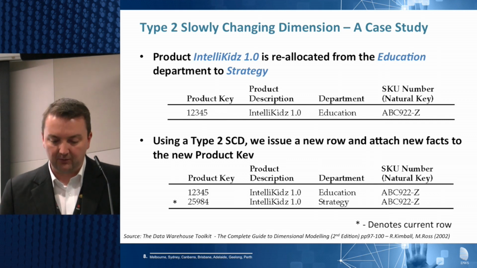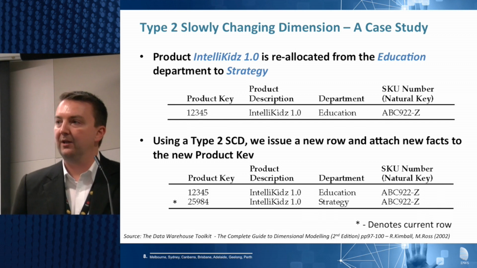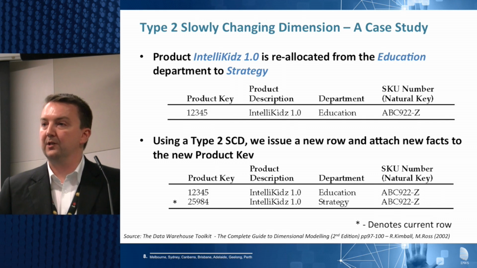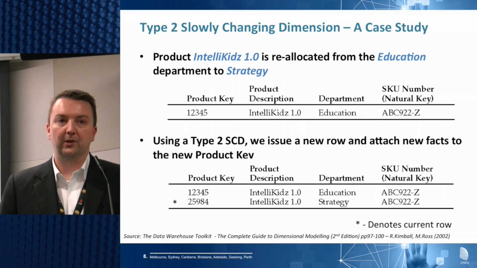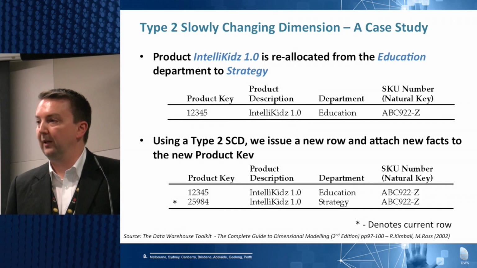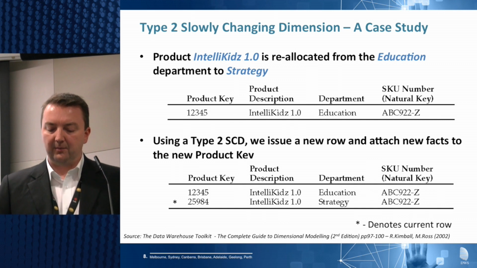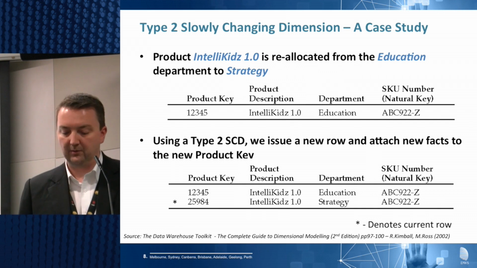So type 2 comes to the rescue. What we do is, rather than updating the row, which would be a type 1 slowly changing dimension, we add a new row to the table. So we can see that down the bottom there. We allocate a new product key, 25984, which has nothing to do with the old product key, it's just the next number available to be allocated. It has the same product description and the same natural key. So you can also see that natural key is no longer unique in this table now that we've made it a type 2 slowly changing dimension. The department of the new row is of course strategy, the department of the old row is education, and that's the key difference between the two rows.